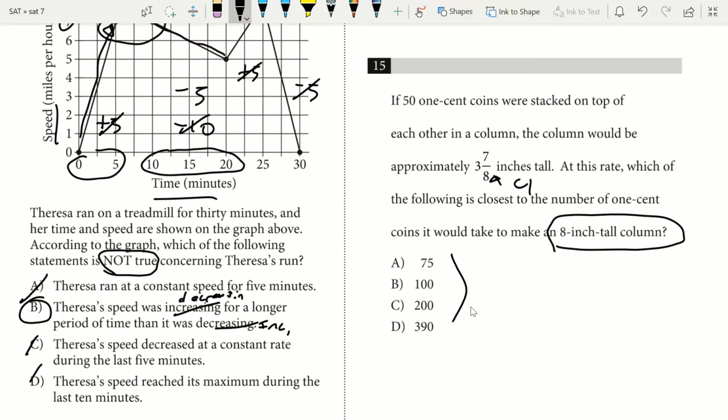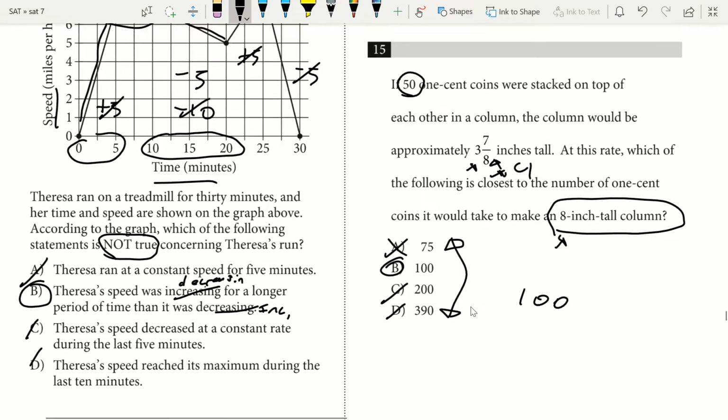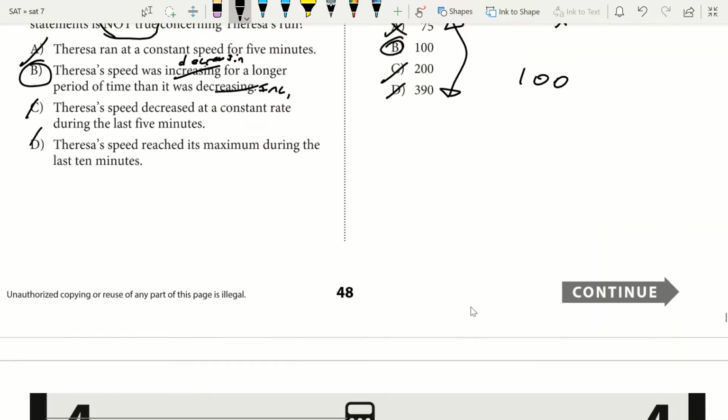And I look at all these answers and they're a very wide range, so I can probably just use 4. So if I want to get to 8 inches, then if I have 4 inches when I have 50 of the 1-cent coins, it's going to be about 100, right? And I know it's not going to be less, because this is less than 4, and since it's 3 7/8, if I was using the exact, it would actually be a little bit more than 100. But I know it's not going to come close to 200 or 390, so my answer is going to be B, 100.